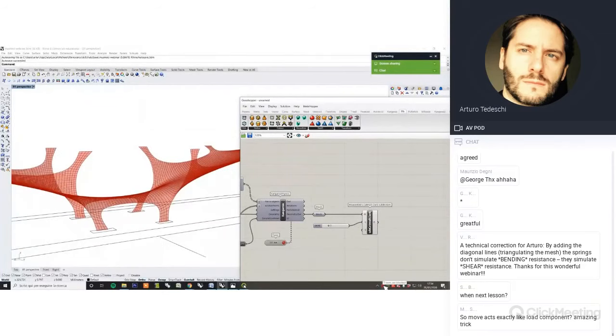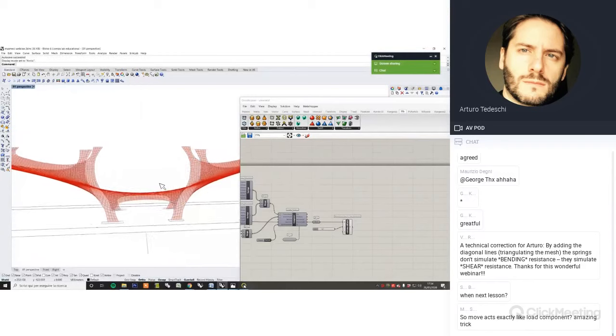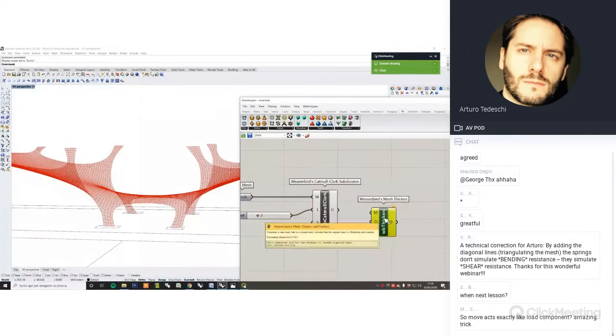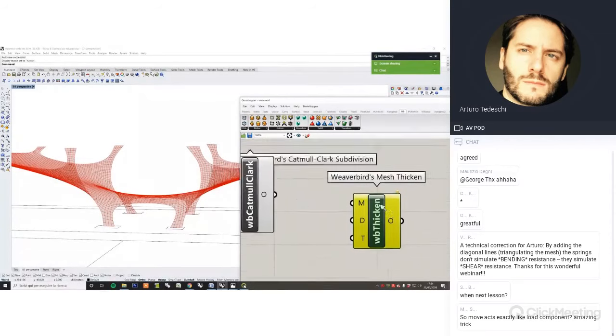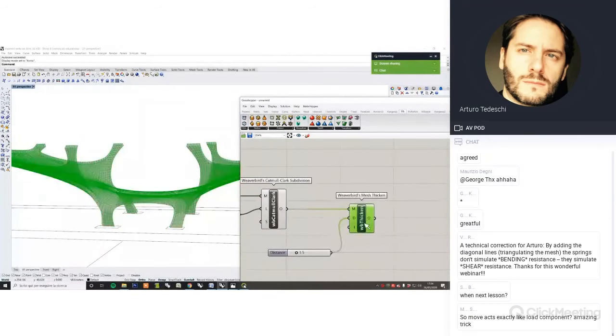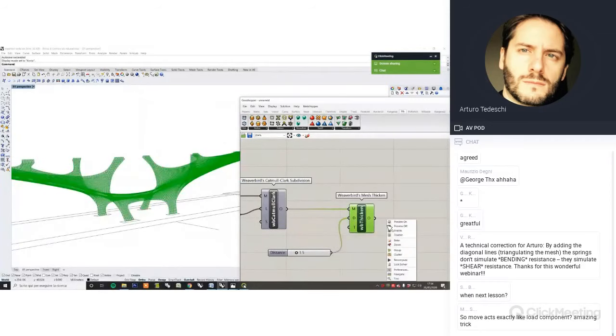I just stopped the simulation, so it's not running anymore. Let me go here. We can also create a thickness. We have another component from Weaverbird, which is called Mesh Thicken. We can connect this one here. Let's give 1.5. And then, for example, you can bake it.